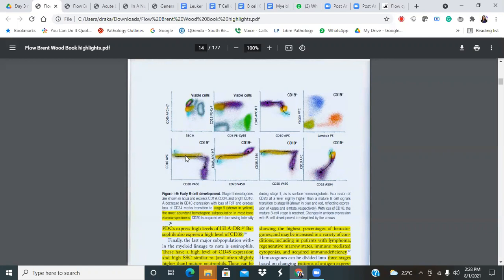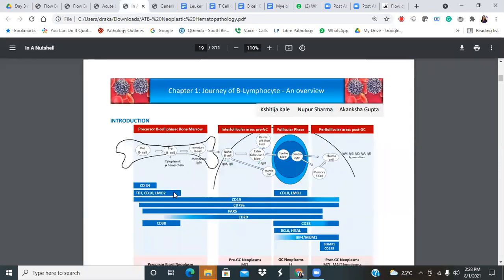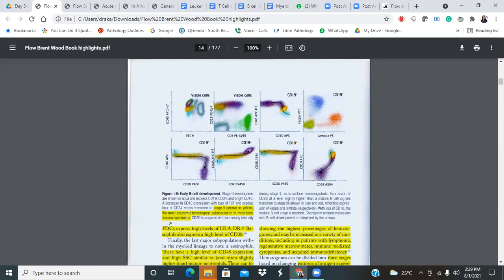A decrease in CD10 expression with the loss of TdT and gradual loss of CD34 marks transition to stage 2. It's the same thing that I was showing over here: the loss of TdT, loss of CD34, and the increase of CD20. That is marking stage 2, shown in yellow, the most abundant hematogone population in most of the bone marrow specimens.